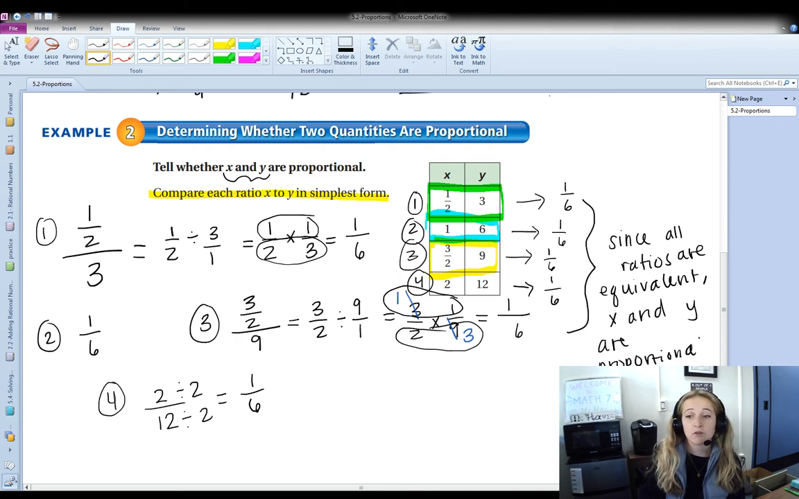Okay. So for the table, that's exactly what you do, these steps. So you want to take every single box for the table, do the x over y or whatever order it tells you to go in, and then you want to reduce it down and see if they all equal the same thing. If they do, they are proportional. If they don't, they're not proportional. Okay, make sure you have this down in your notebook.